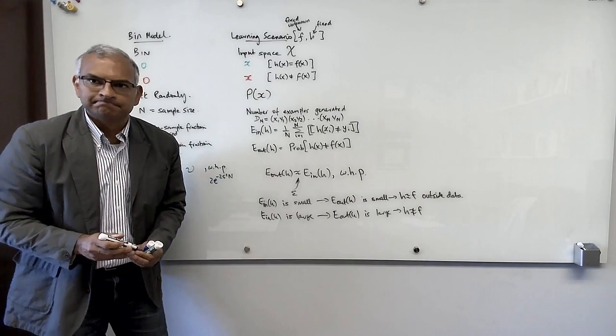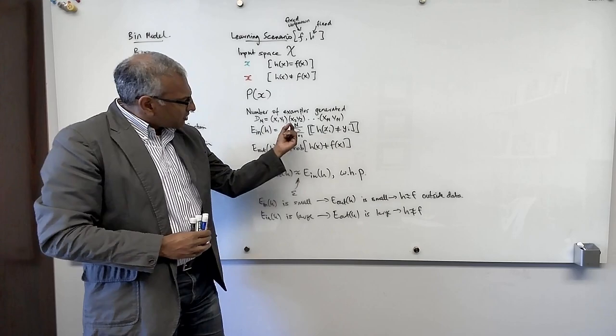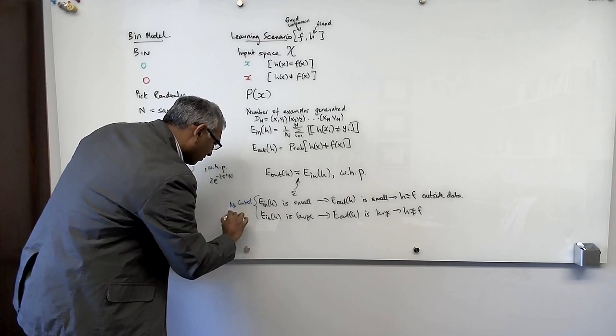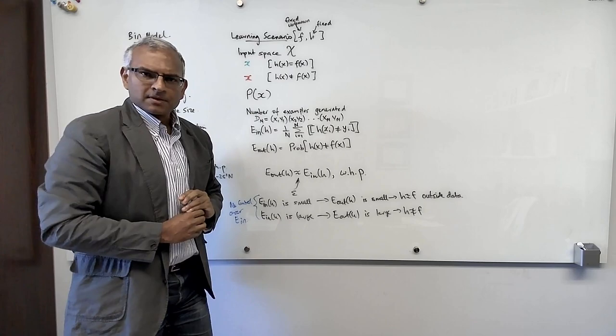Now, the fundamental thing that's going on here that is missing from the learning setup we had before is that, if you think about it, we have no control over E_in. It is what it is. It depends on two things, on f and h, and the specific data that you've got, but we have no control over it.